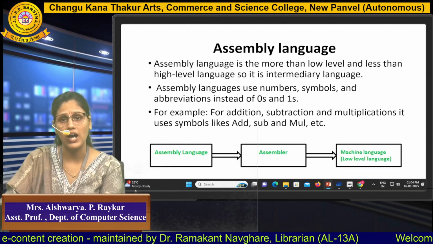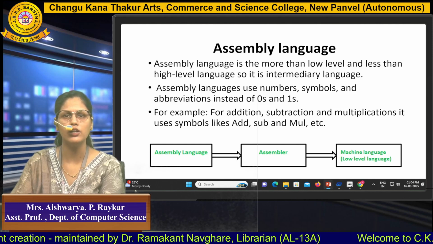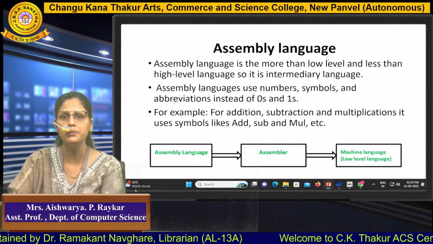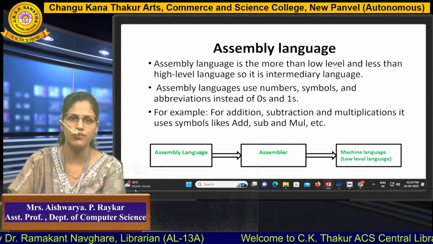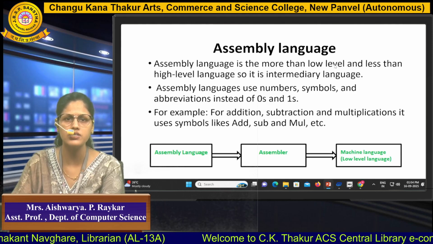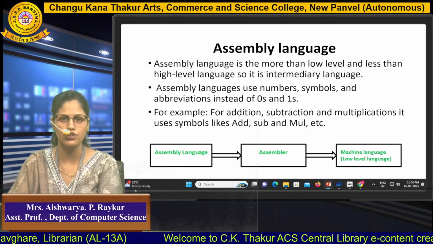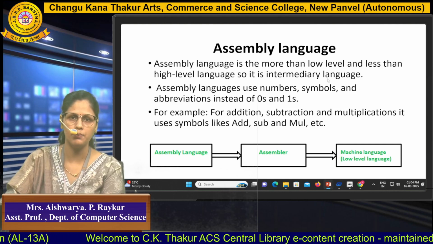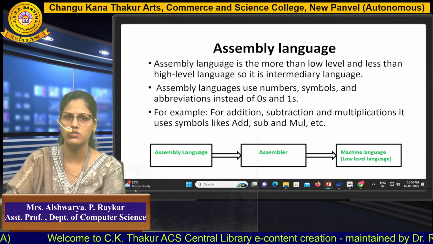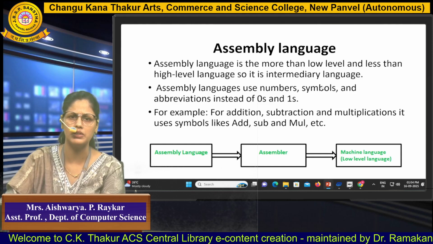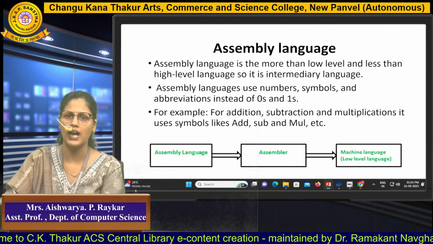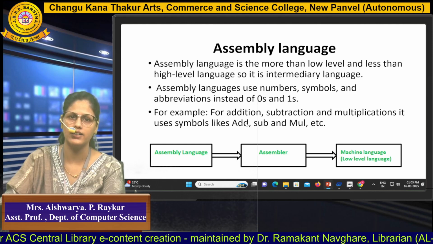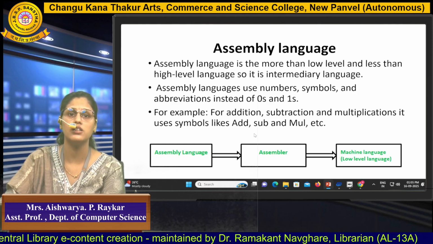Now when it comes to assembly language, it is somewhere between low level and high level. And that's why it is called as what? Intermediary language. Now assembly language uses what? It uses numbers, symbols and abbreviations instead of zeros and ones. So simply it uses mnemonics. For example, for addition, subtraction and multiplication, it uses the symbols like add, subtract and multiplication. In assembly language, these symbols and these abbreviations are called as mnemonics.